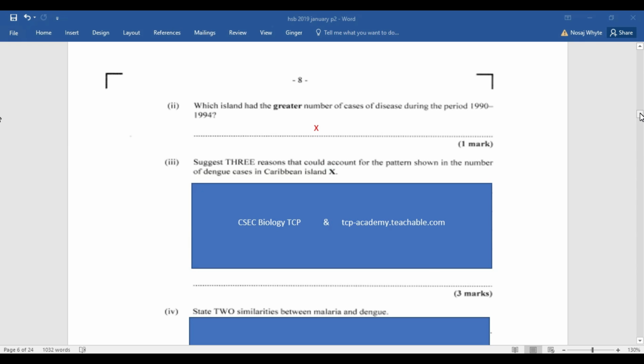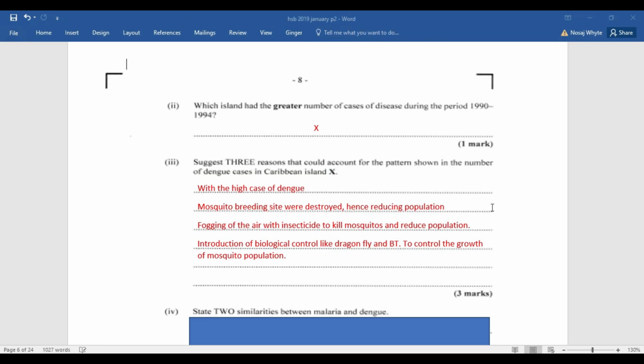Suggest 3 reasons that could account for the pattern shown in the number of dengue cases in the Caribbean. Now, what would have caused dengue to rise in the Caribbean? What would be the vector responsible for dengue? What would be the conditions necessary for breeding? How is the vector controlled? These are things that we have to take into consideration when we answer this question. Then we could look at our answer.